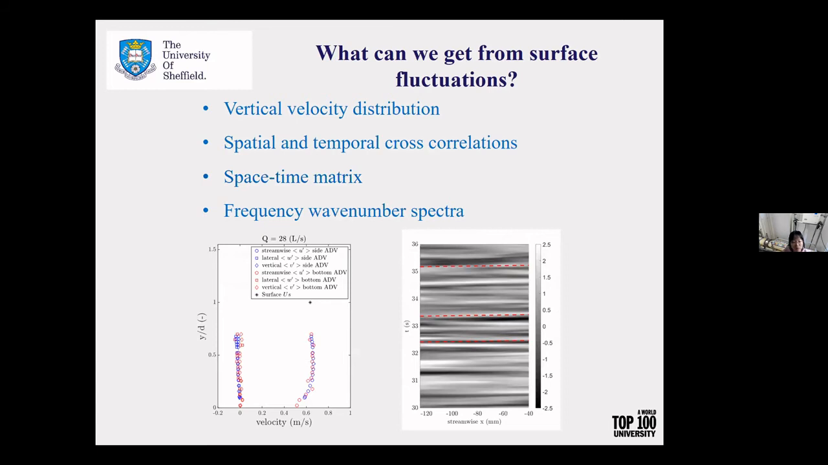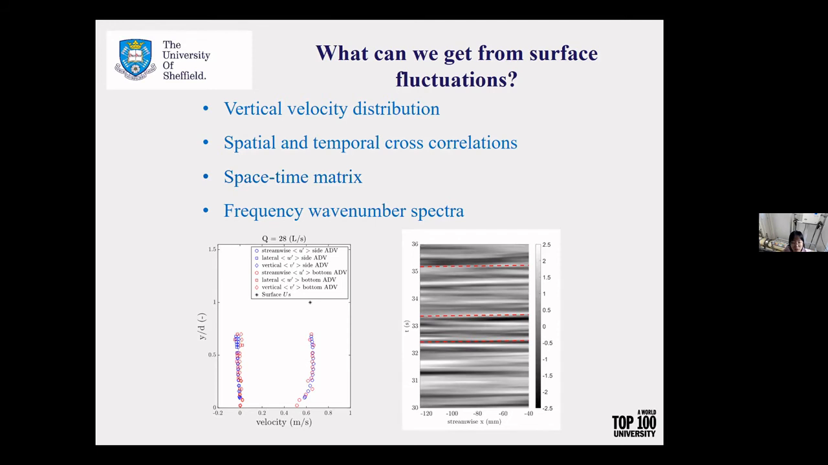With the accurate measurement of the surface fluctuations, what we can get from this surface data, first thing is we can calculate the vertical velocity distribution by taking the time derivative of the surface fluctuations. And we can calculate the spatial and temporal cross-correlation by taking the cross-correlation at different points in the measurement area. And from that, we can get the surface velocity and compare it with my ADV data showing on the left. And the figure on the right is the space-time matrix from the DIC measurement.